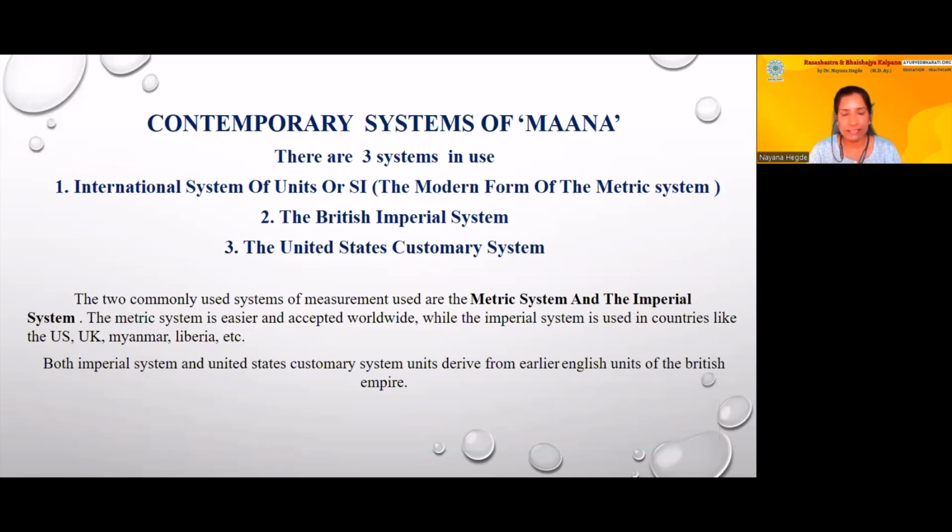Up to here, we studied ancient systems of Mana. Now we are going to study contemporary systems of Mana. At present, there are 3 systems in use. They are the International System of Units, that is SI unit, the modern form of the metric system. Second one is the British Imperial System. Third one is the United States Customary System.